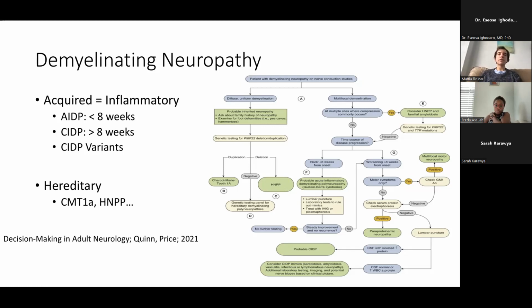Now, both for AIDP and CIDP, there is a test we can do, and it's a really, I'd say, sensitive and specific test for both of them. Does anyone know what test we would check?